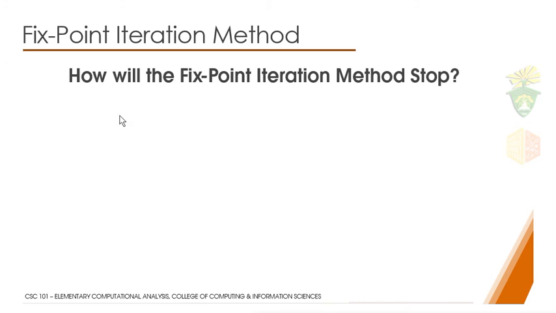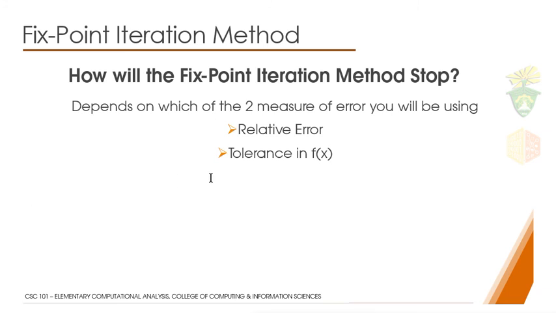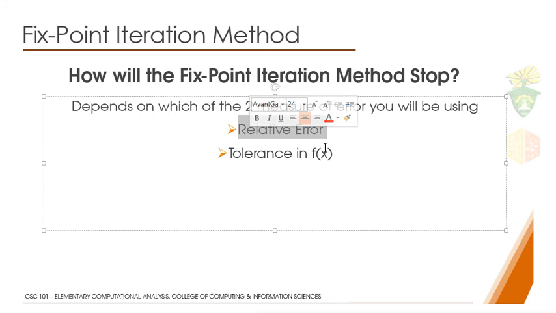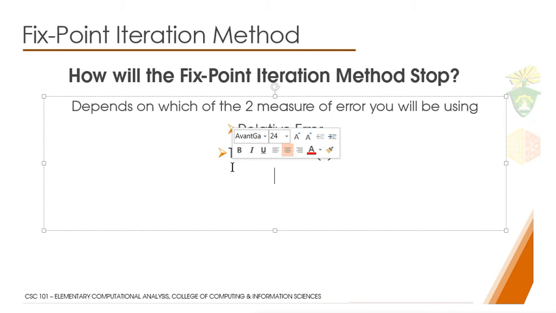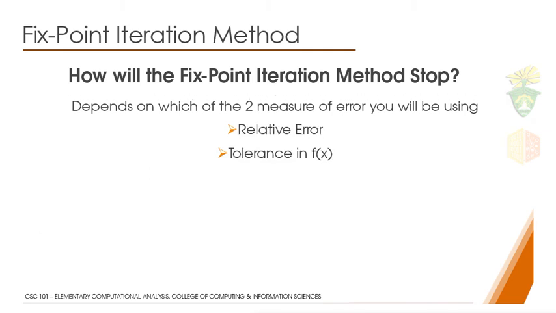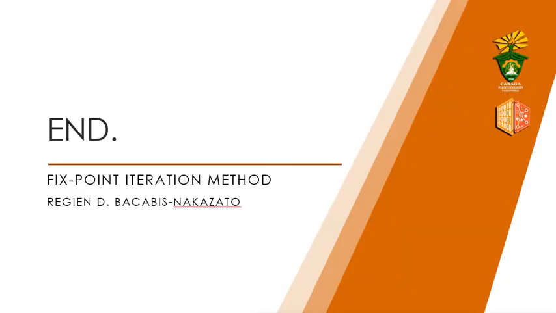Excuse me. So how does the fixed point iteration method stop? The same lang gihapon sa mga previous nga algorithm. Pwede ta mogamit og relative error, tolerance error, and then kamo ang mo-identify kung unsa ka gamay ang error nga inyong madawat. Okay? So, mao na to for the fixed point iteration method.